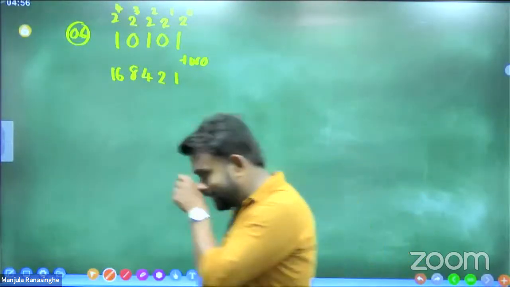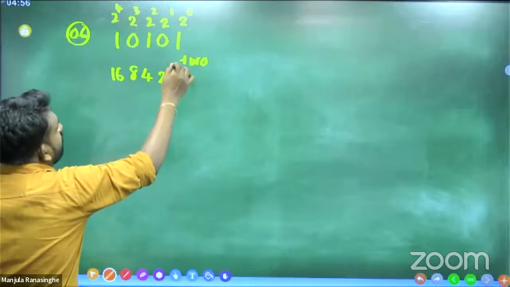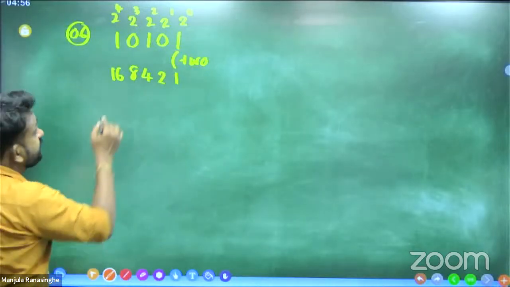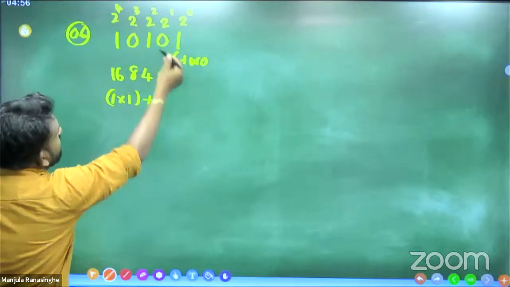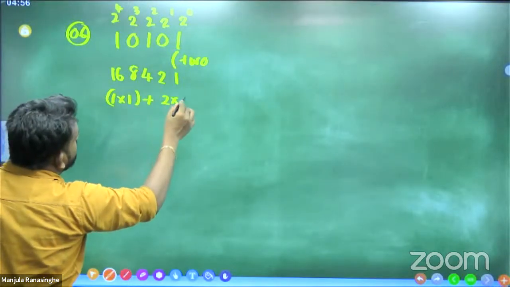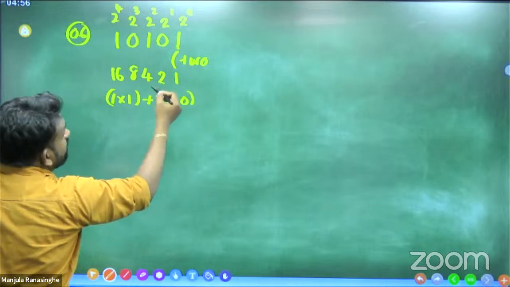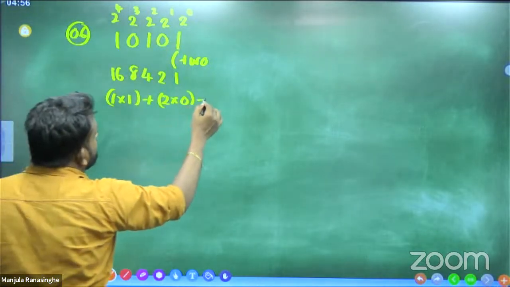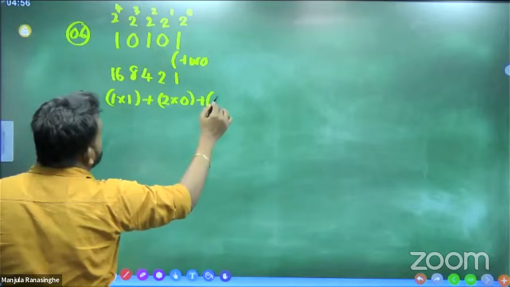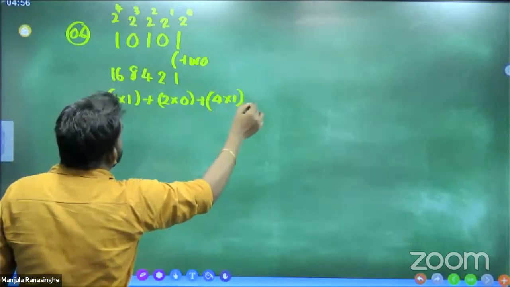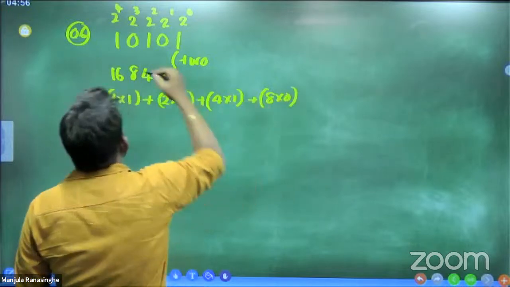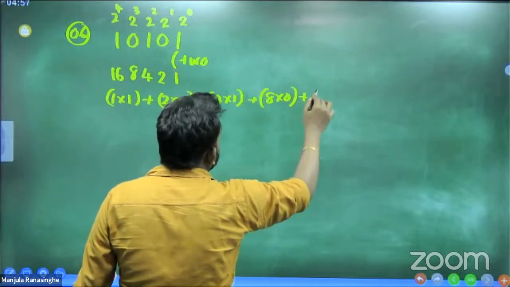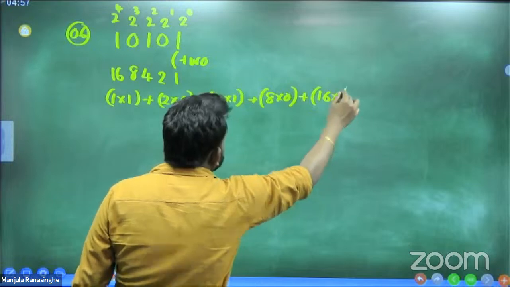Now you can check that. How many ones are there? 1 into 1, plus 0 into 2, the 2 place value but 0 there, plus 1 into 4, plus 0 into 8, plus 1 into 16. This is the formal way of taking the answer.